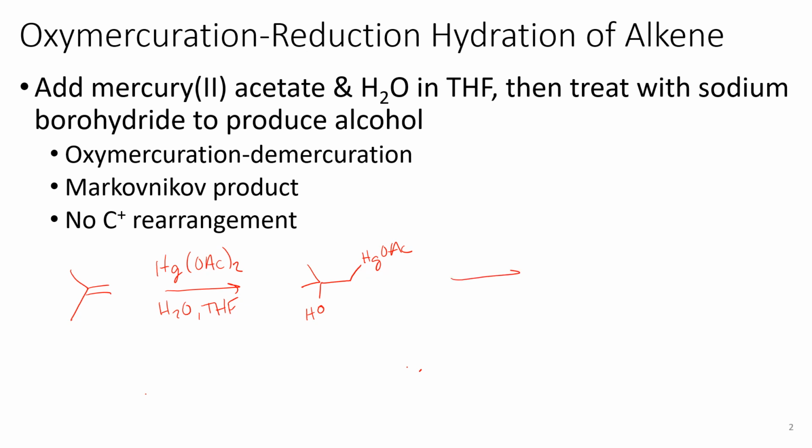The second portion of this reaction is then using that sodium borohydride, which is a hydride species. It's a reducing species for us. And this basically gets rid of the mercury. It reduces the mercury away and generates a carbon-hydrogen bond. So we no longer have the mercury associated with our compound, and we just generate the alcohol from the alkene. But we have not used strong acidic conditions, nor do we have to worry about any type of carbocation rearrangement like we have seen in previous chapters.